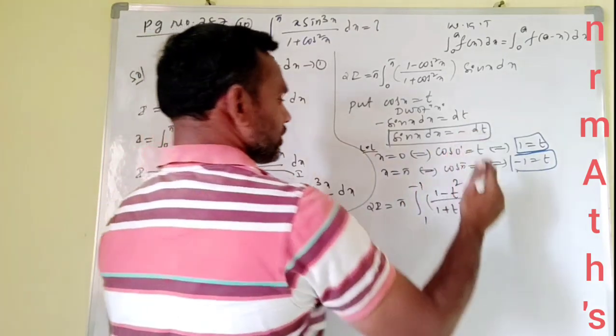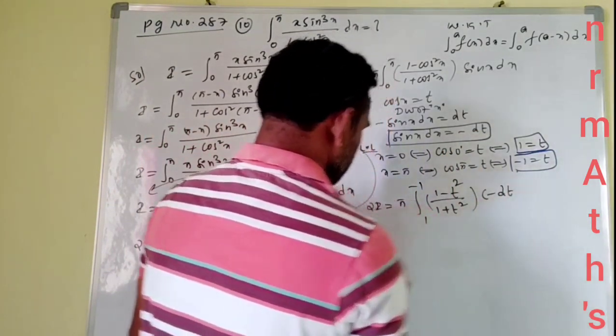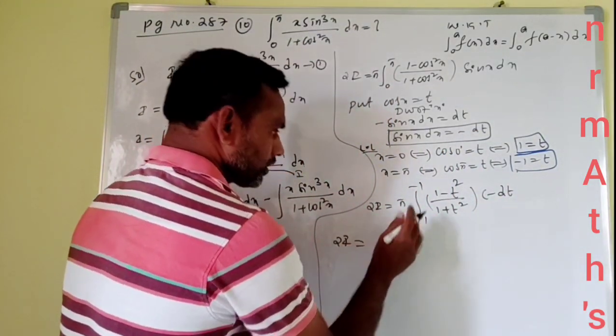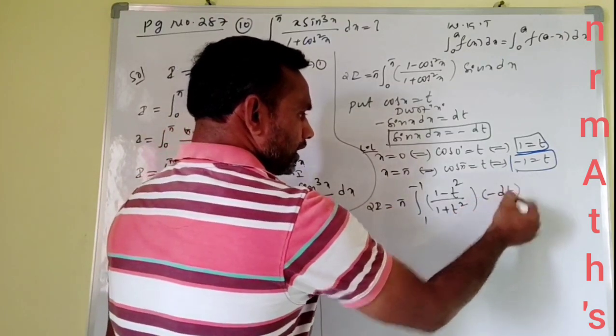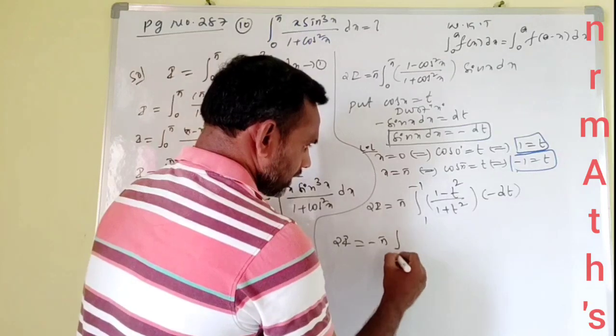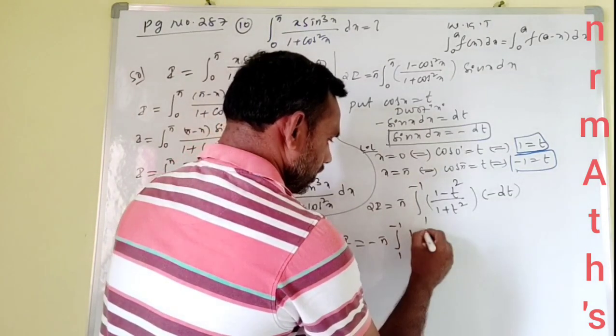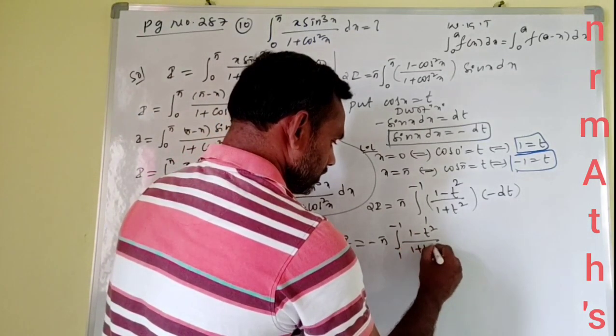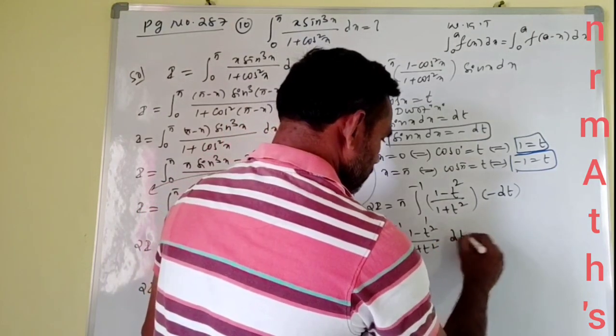Sin x dx, answer, we know that minus dt. Now write 2I is equal to the integral from 1 to minus 1 of minus t square by 1 plus t square into dt.